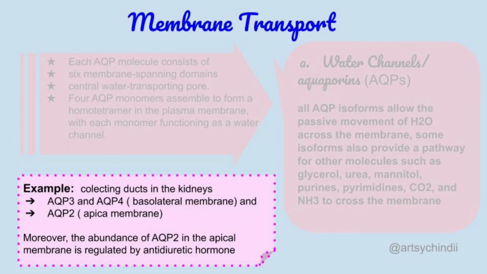An example of this are the cells in the collecting ducts of the kidneys. Aquaporin 3 and aquaporin 4 are found in the basolateral membrane, and aquaporin 2 on the apical membrane. Moreover, the abundance of aquaporin 2 in the apical membrane is regulated by the antidiuretic hormone, also called arginine vasopressin, which is crucial for the ability of the kidneys to concentrate the urine.